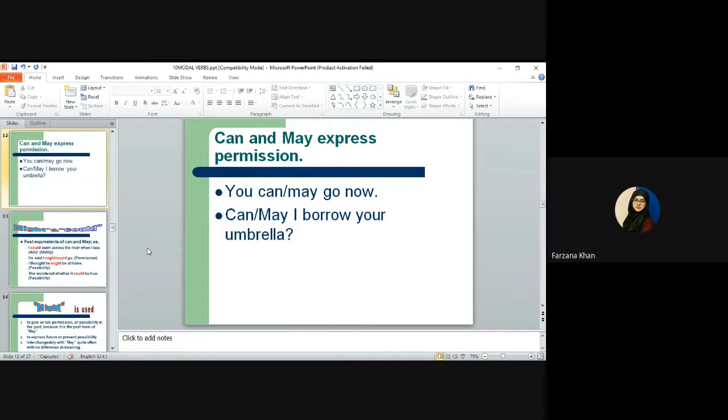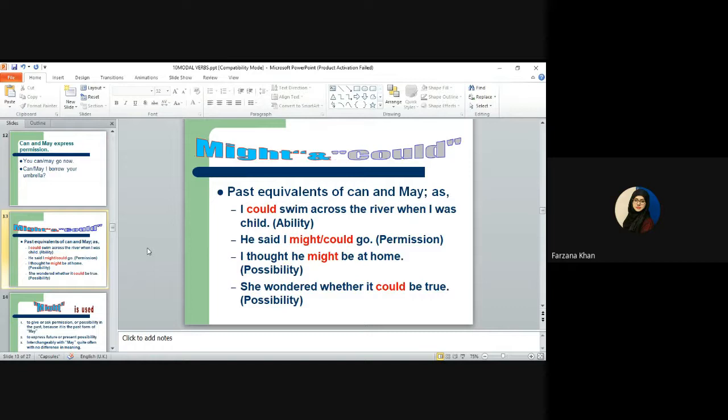So what you will keep in your mind is that can and may are used to express possibility. Can and may are used to express permissions. May is used to express wish, and can is used to express ability. Right? Well, the other two important modal verbs are might and could. What you need to keep in your mind is that might is basically the past equivalent of may, and could is basically the past equivalent of can.